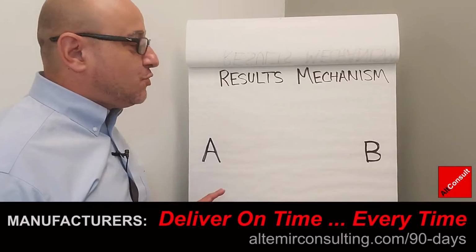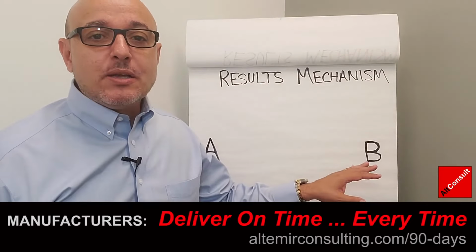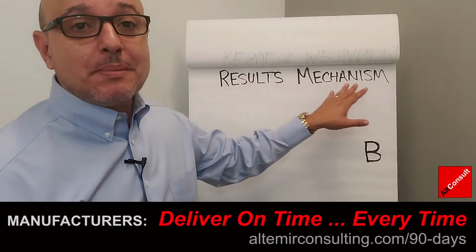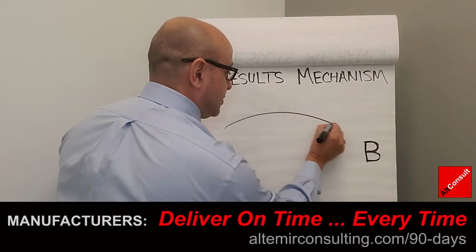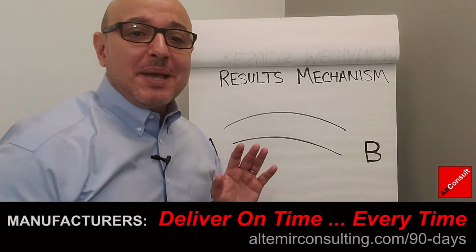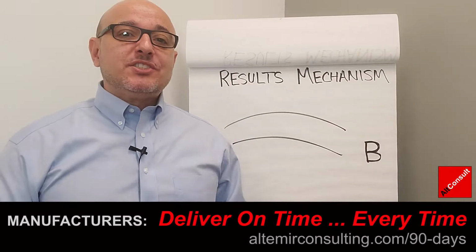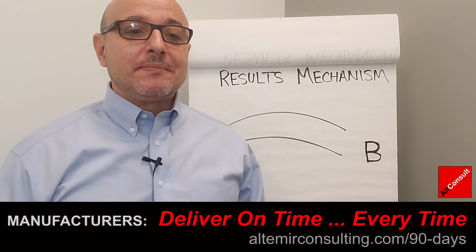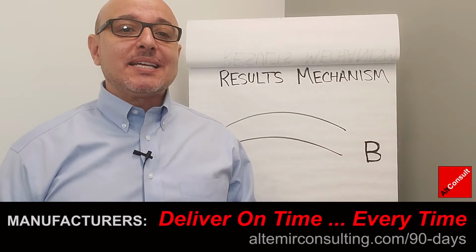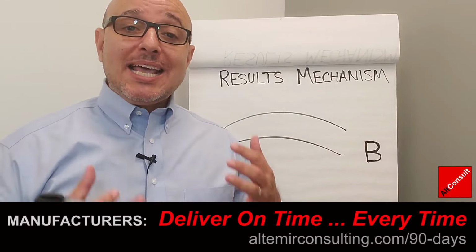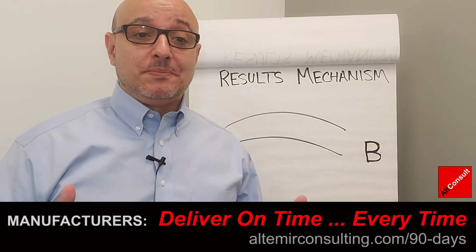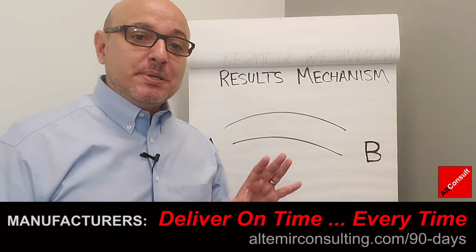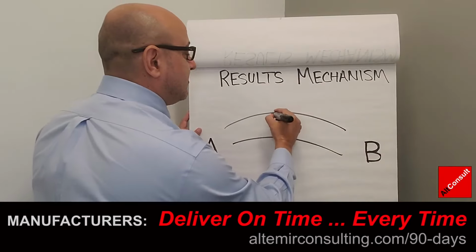Now, to get you from scenario A to scenario B, what you need is a results mechanism. And this results mechanism is like a bridge that gets you from A to B. And it represents a systematic way of working. And because it's systematic, it's repeatable and it's efficient every time you use it. And on-time performance becomes inevitable. Now, this bridge that we're going to be building together has 5 steps.